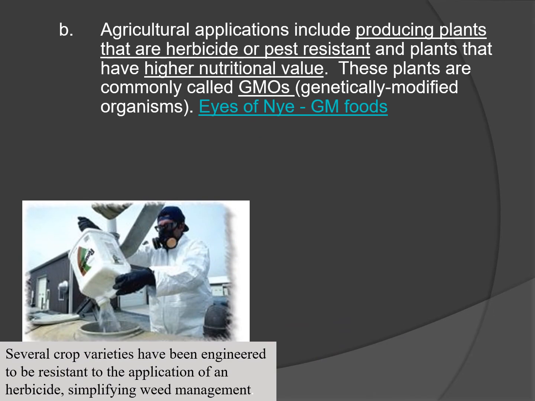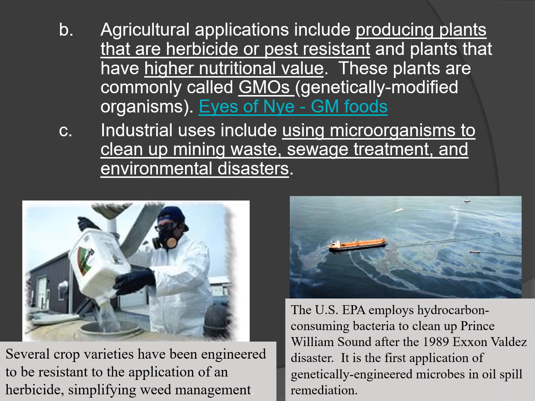Agricultural applications are also a big use of genetic engineering, but there's also a lot of controversy around this. They can produce plants that are resistant to herbicides or pesticides, such as Roundup resistant soybeans, and these are called GMOs, or genetically modified organisms. Also, industries create genetically modified microorganisms to clean up mining waste, sewage treatment, and environmental disease.